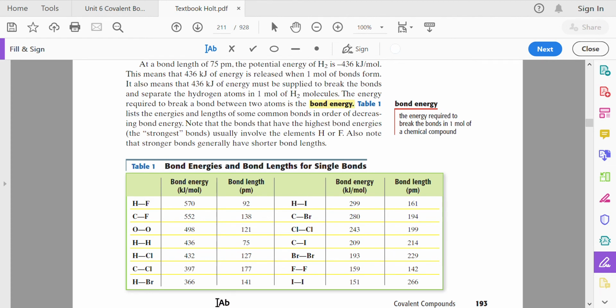So what this says is that if you have a very short bond in a covalent bond, it has a lot of bond energy. The bond energy is the energy needed to break the bond, or the energy needed to form the bond. So note that the bonds that have the highest bond energies, the strongest bonds, usually involve the elements hydrogen and fluorine. Also note that the stronger bonds generally have shorter bond lengths.